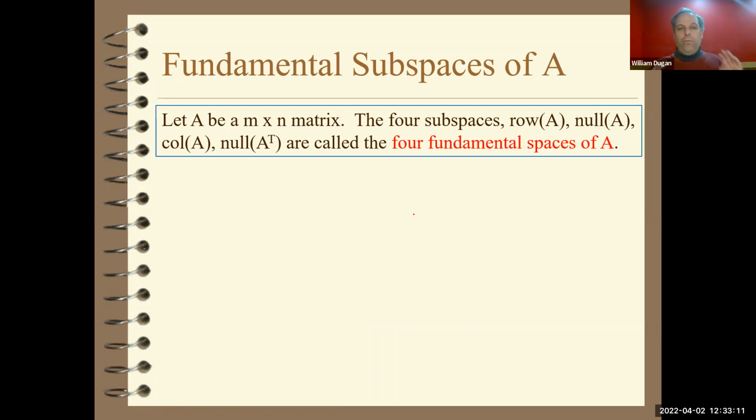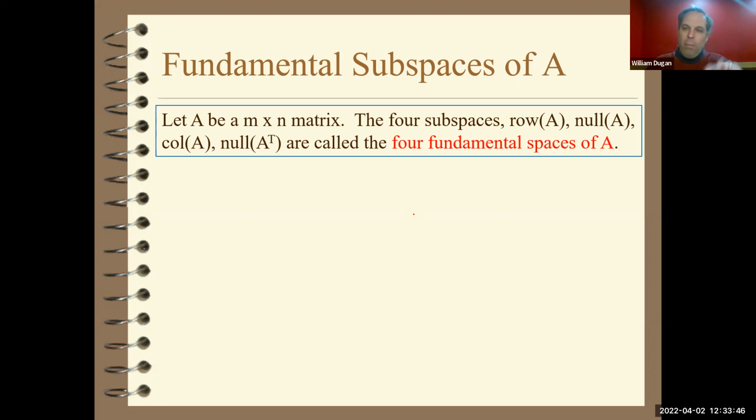So the four fundamental subspaces of a matrix are the row space of A, the null space of A, the column space of A, and the null space of A transpose. Now, if A is an M by N matrix, the row space of A and the null space of A are subspaces of Rn. The column space of A and the null space of A transpose are subspaces of Rm. They're not the same, though of course they are the same if it's a square matrix.